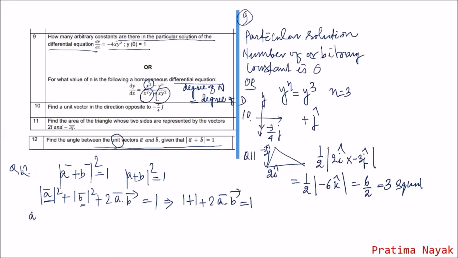Now I am expanding 2A dot B. 2A dot B is equal to A B into cos theta, which is equal to minus 1 after taking the 2 to this side. Again the magnitude of A is 1 and B is 1. So I am getting cos theta is equal to minus half. So when cos theta is minus half, this gives you theta is equal to 2 pi by 3.